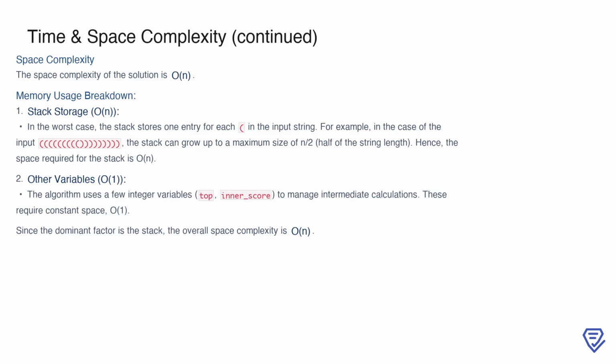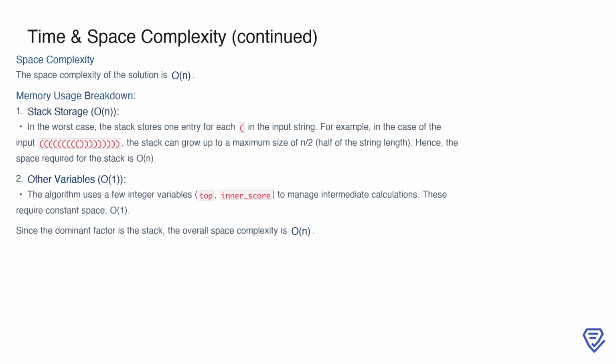The space complexity of this solution is O(n), and this is primarily due to the use of a stack. In the worst-case scenario, where the input consists of solely nested parentheses, such as ((((...)))), the stack can grow to a maximum size of n/2. This happens because each open parenthesis results in an entry being pushed onto the stack, and the stack size won't start decreasing until all the corresponding closing parentheses are processed.